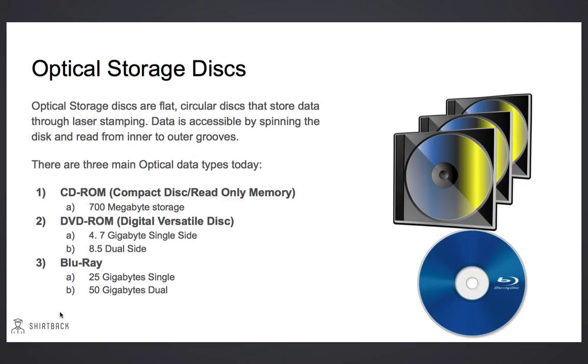Optical storage disks are flat circular disks that store data through laser stamping. The data is accessible by spinning the disk and reading the data from the inner to the outer grooves on the disk. The three main optical data types are CD-ROMs, DVDs, and Blu-rays. CD-ROMs have megabyte storage. DVD-ROM has a 4.7 gigabyte single-side storage, and Blu-rays have 25 and 50 gigabyte storage on either a single or dual-sided disk.